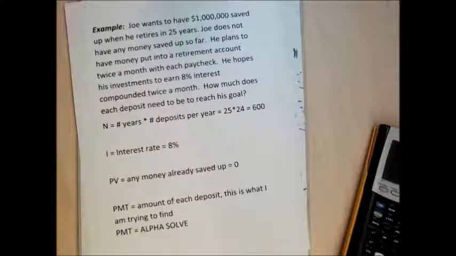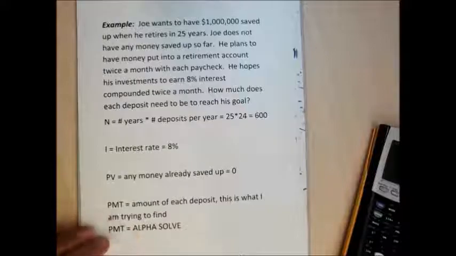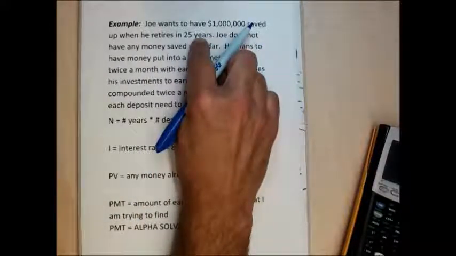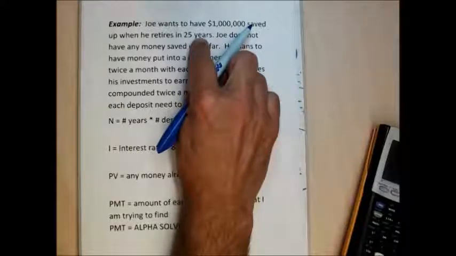Okay, another example. Seems like a realistic example. Joe wants to have $1 million saved up when he retires in 25 years. Can I do anything with that first sentence?